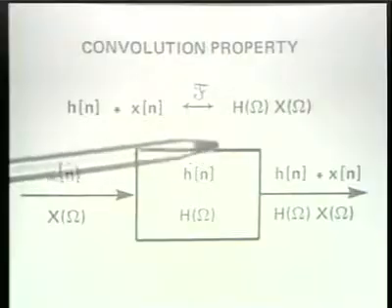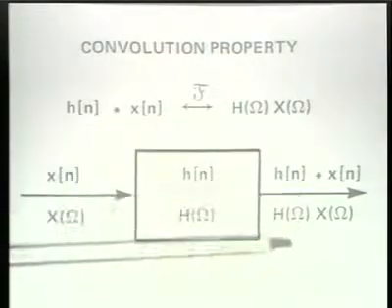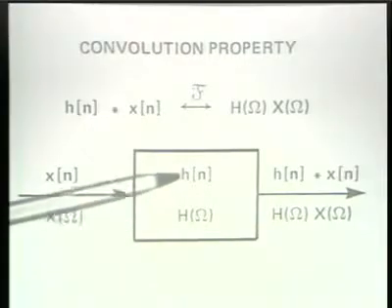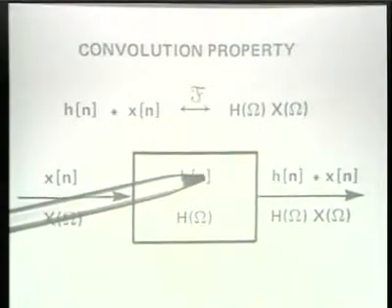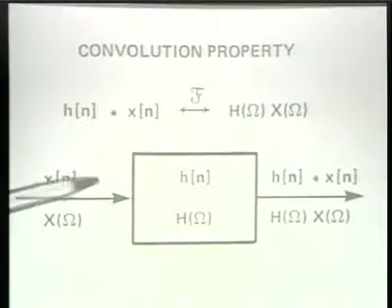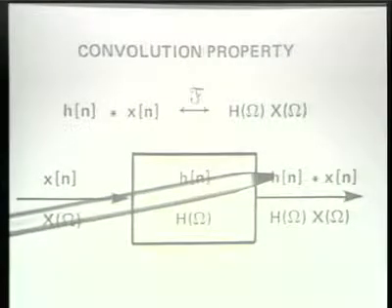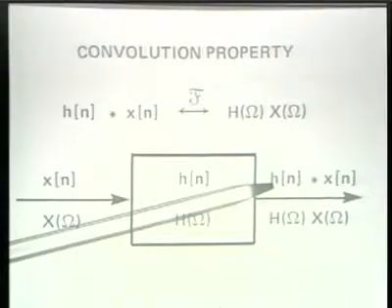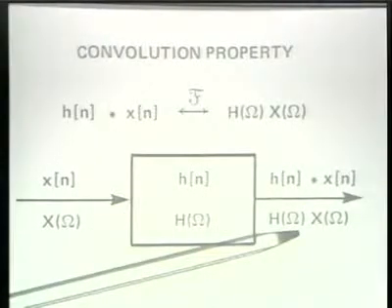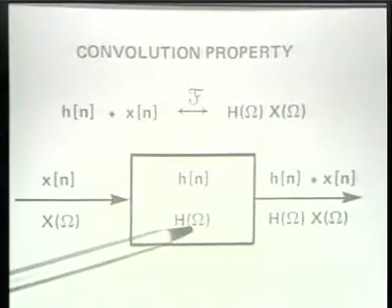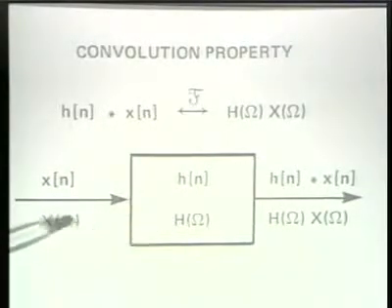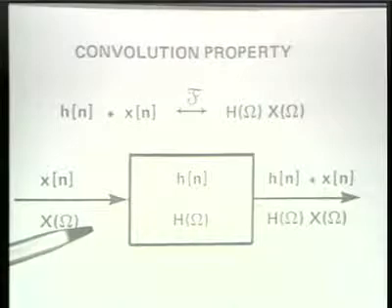Now, convolution, of course, arises in the context of linear time invariant systems. In particular, if we have a system with an impulse response h of n and input x of n, the output is the convolution. The convolution property then tells us that in the frequency domain, the Fourier transform of the output is the product of the Fourier transform of the impulse response and the Fourier transform of the input.